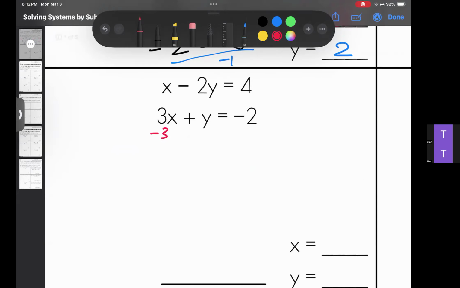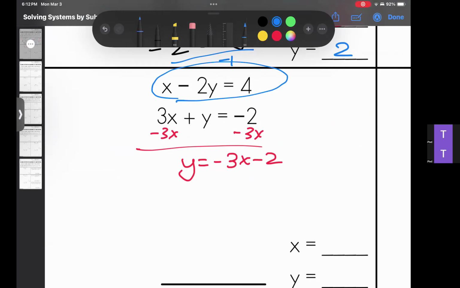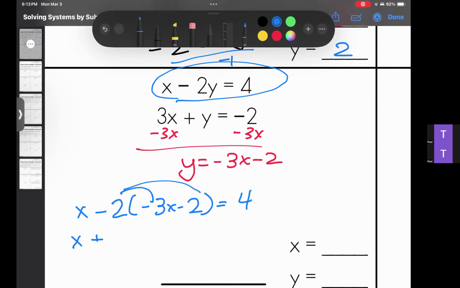All right, I'm going to subtract 3x from both sides here. I'm going to get y is equal to negative 3x minus 2. And then I'm going to take it and put it into this equation. So x minus, whoop, don't forget the 2. x minus 2 y, where y is negative 3x minus 2, equals 4. Distribute. Negative 2 times negative 3x is positive 6x. Negative 2 times negative 2 is positive 4. 6x plus 1x is 7x.